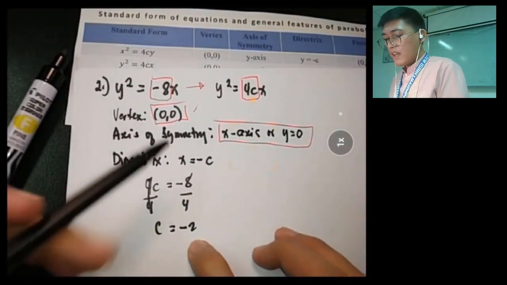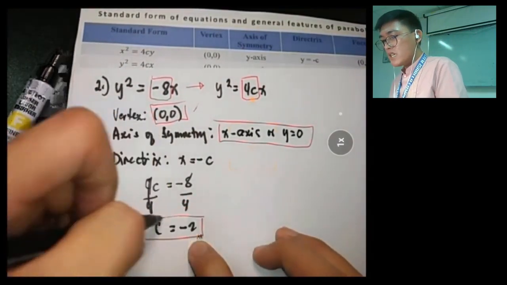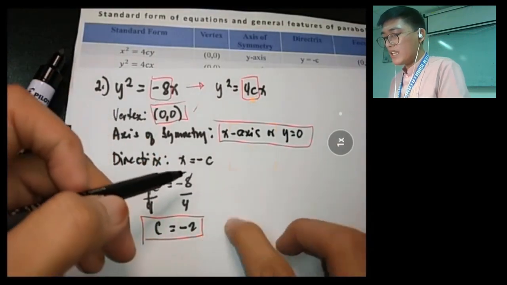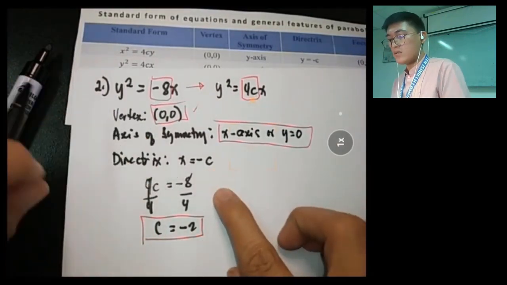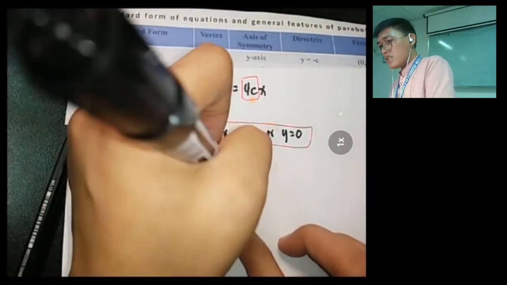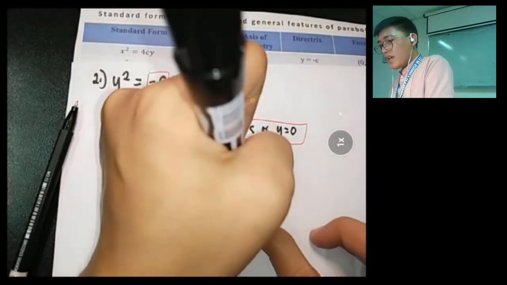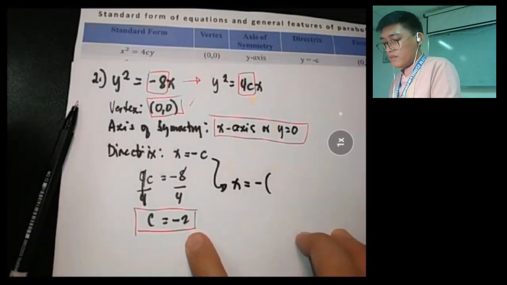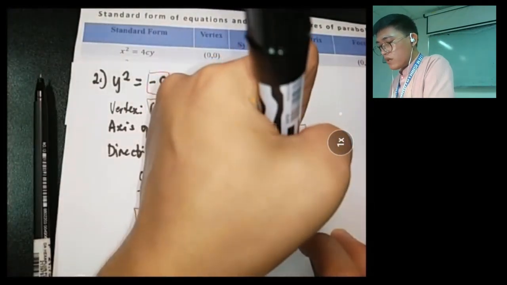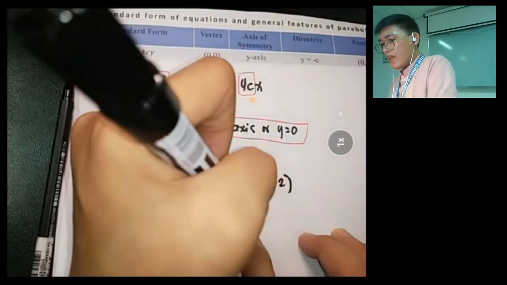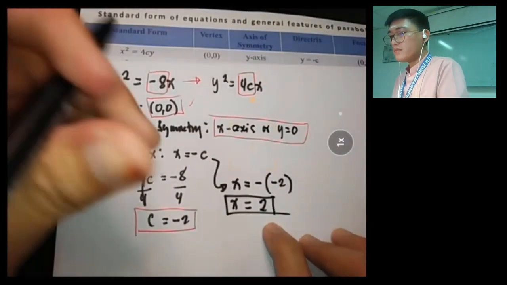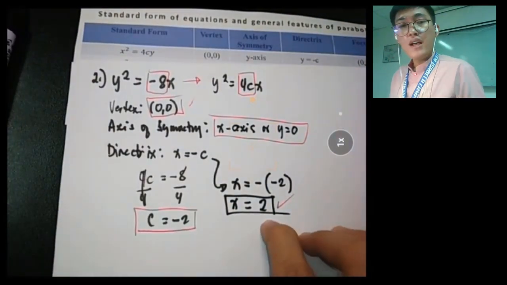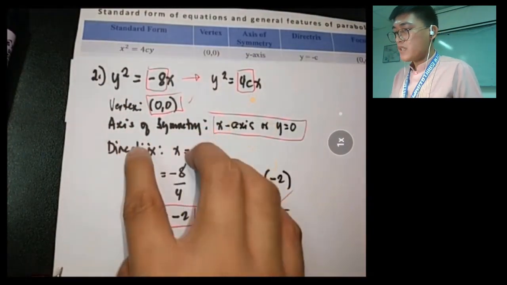But it's not yet the final answer. We just got the value of c. What we have to do now is to put it in this formula, x is equal to negative c. So that is, x is equal to negative, put negative 2, because that is the value of c. And we get x is equal to 2. Alright, so we have now vertex, axis of symmetry, directrix.